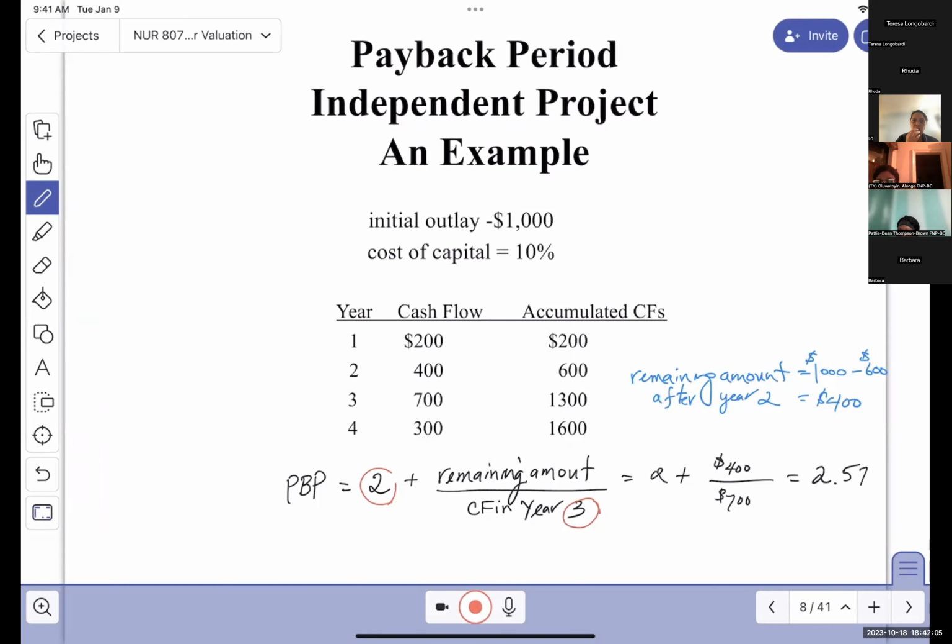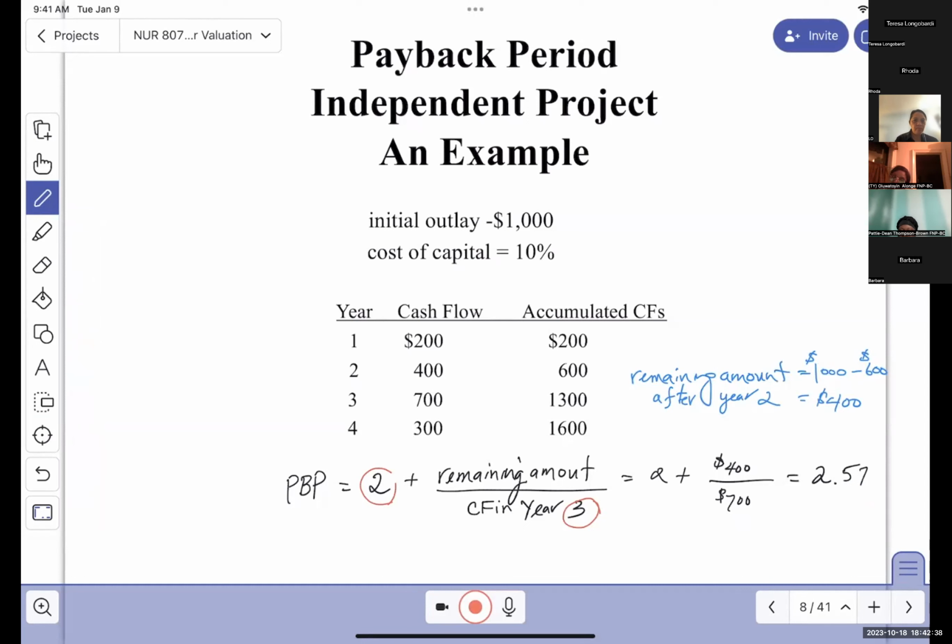Half of the year would be June, right? So it pays back just after June, before July. Between June and July, if we're using calendar years for our budgeting. Just assume that, it makes it easier so we can talk.